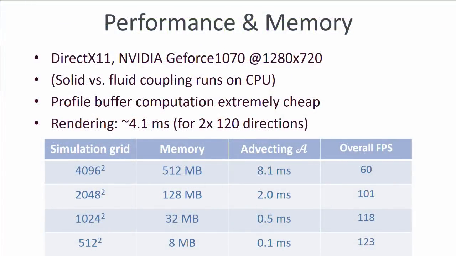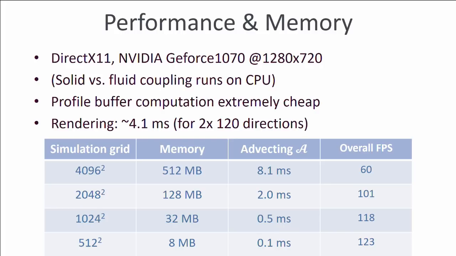So here's a breakdown of the performance and the memory requirements. The takeaway message is basically that the rendering, including evaluating the wave height, is pretty cheap. In the example you just saw, for 2 times 120 directions, for the foreground waves like boat waves and so on, and the background waves, we take just 4 milliseconds. But this is a rather academic setup, so in practice you can make that even much faster.